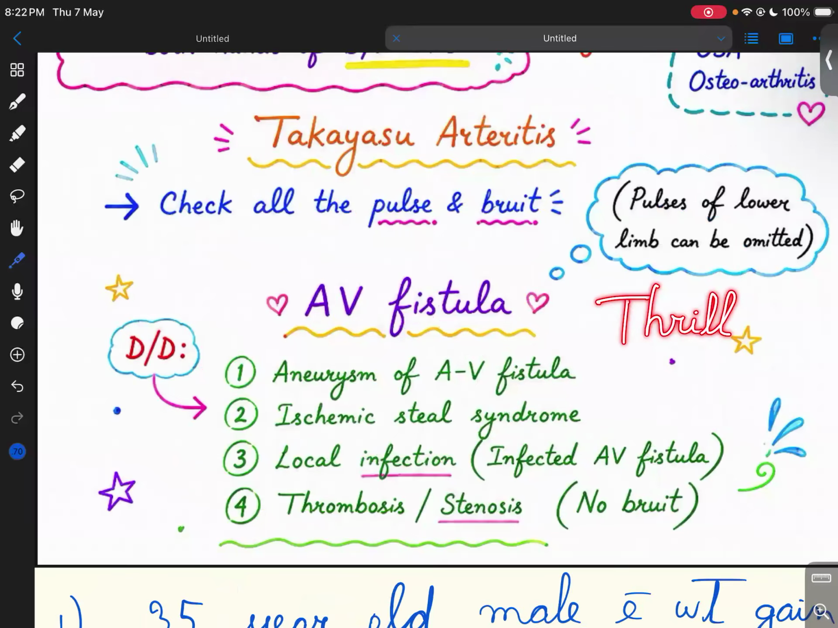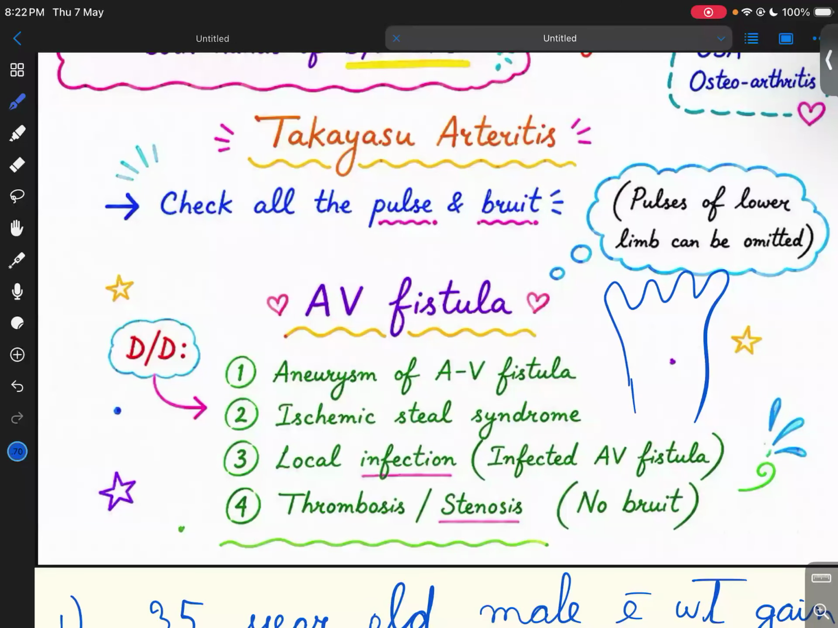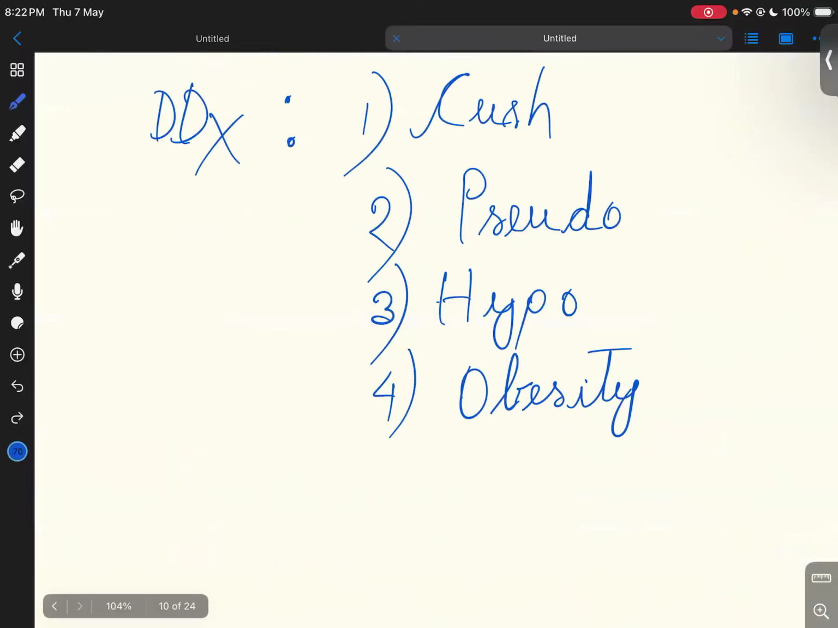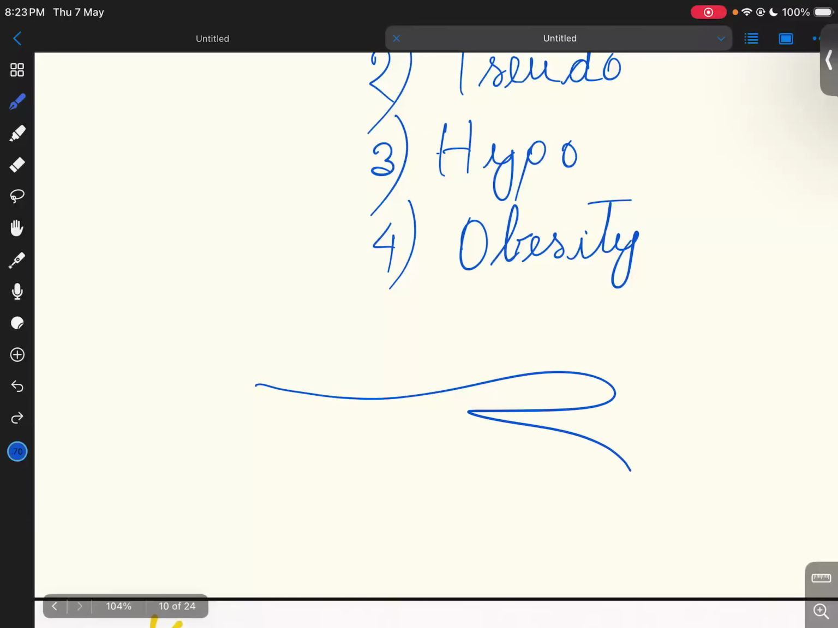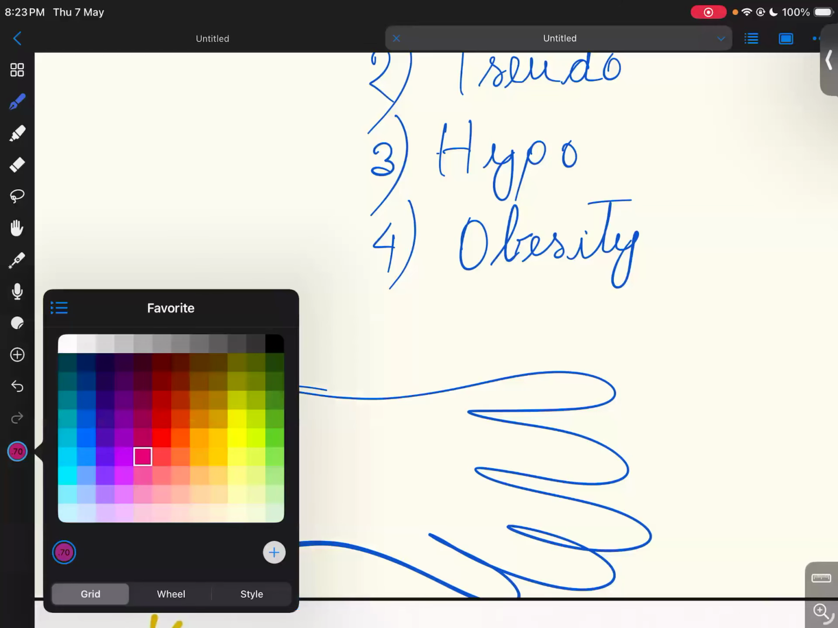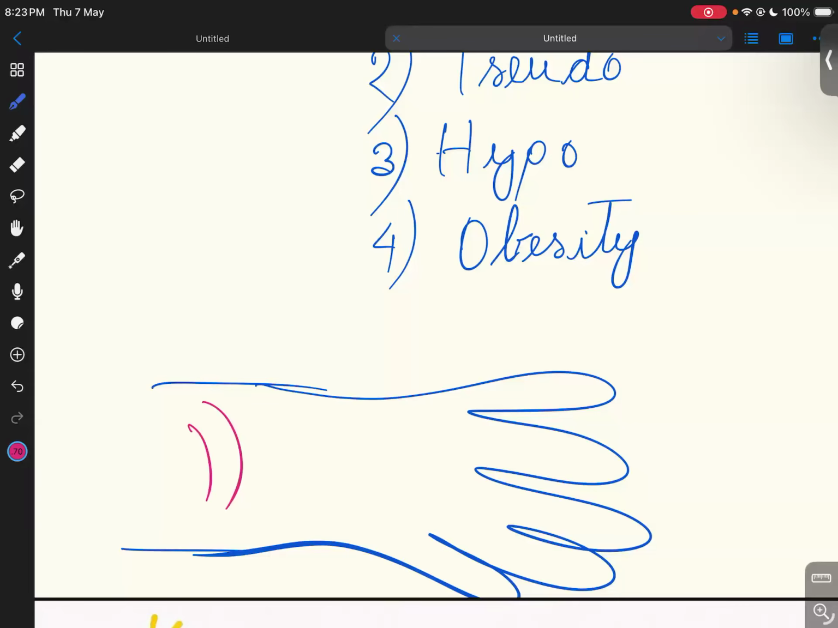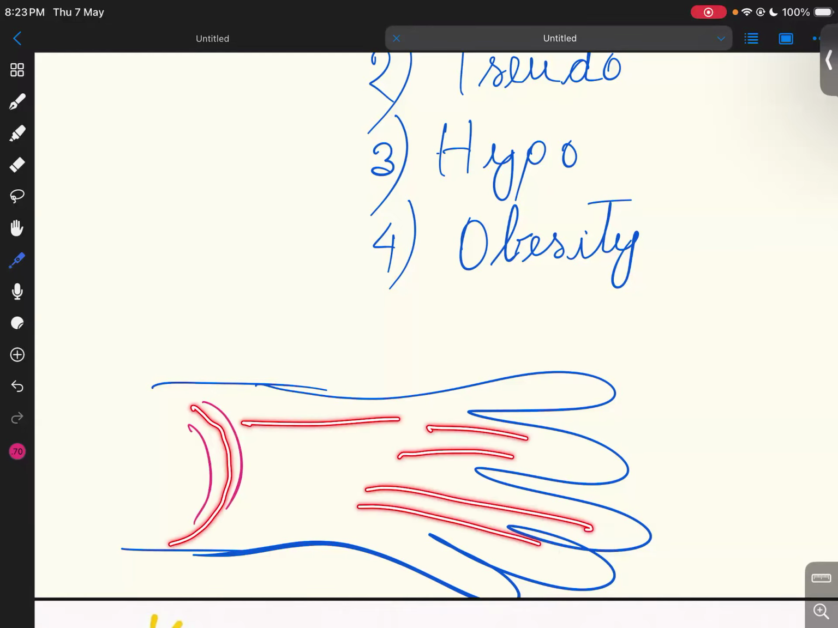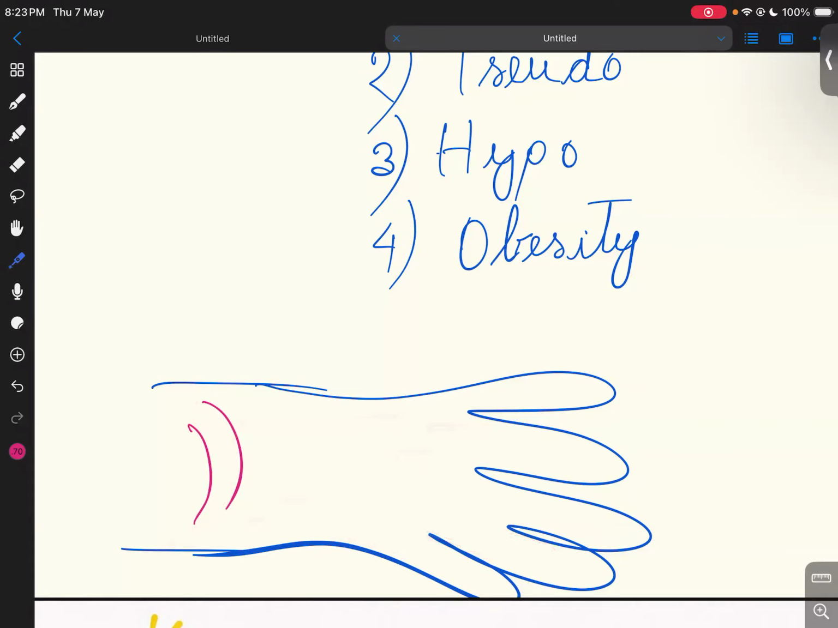Sorry, can you repeat ischemic steal syndrome? I didn't understand. Okay, what happens in AV fistula? Suppose this is my hand. This is my finger. So what happens in AV fistula? A bypass is created here. So in ischemic steal syndrome, blood gets diverted through this bypass instead of reaching the distal portion. So eventually, the distal portion gets less blood supply when needed. So it feels pain.